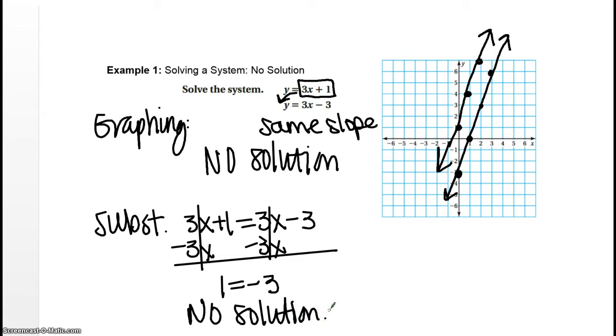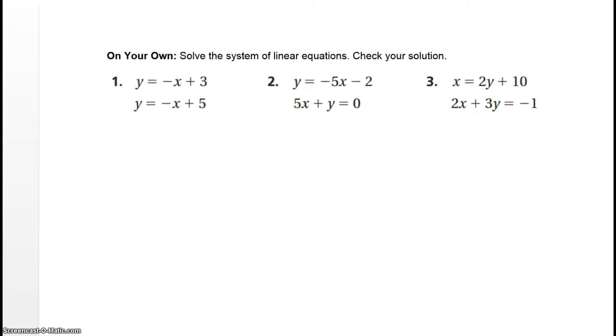Some methods are going to be easier than others to either do substitution, elimination, or graphing. You also could have done elimination on this one. All right, you have some on your own examples. I encourage you to pause this video at some point and try some of these examples on your own, but I will go in detail through all three of them.